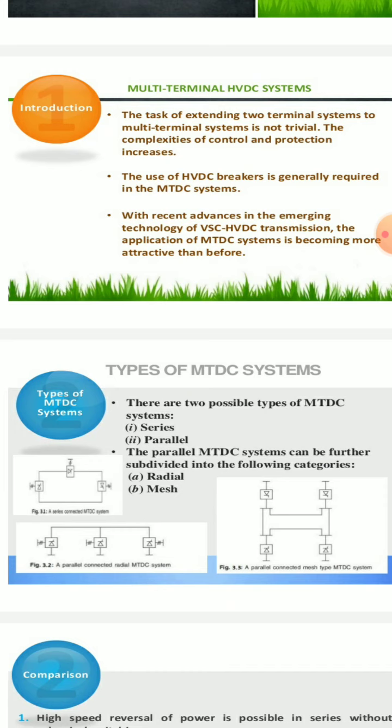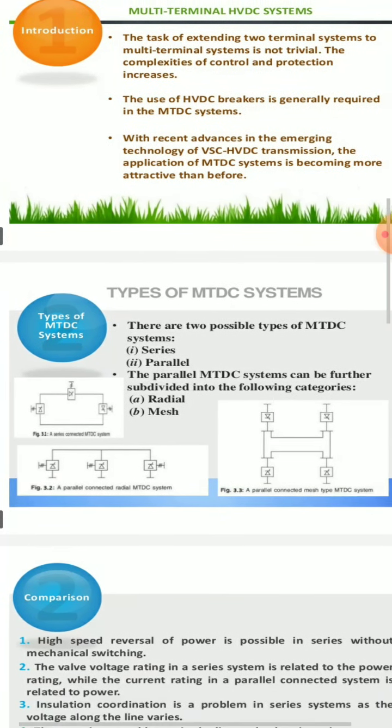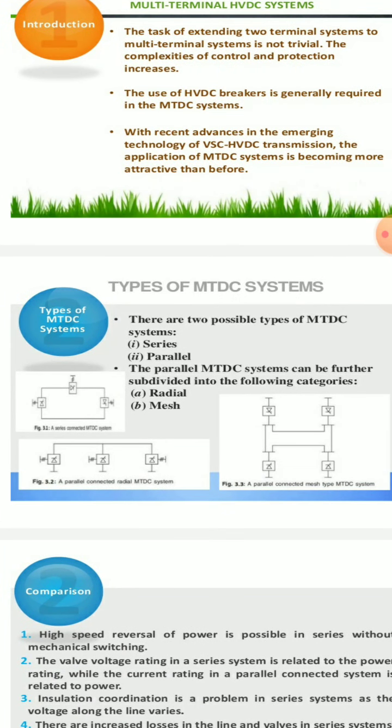Types of MTDC system. There are two types of MTDC system: series and parallel. The series and parallel images are shown here. Further, the parallel MTDC system is subdivided into two categories, that is radial and mesh.